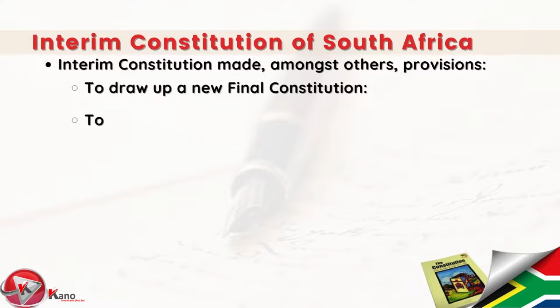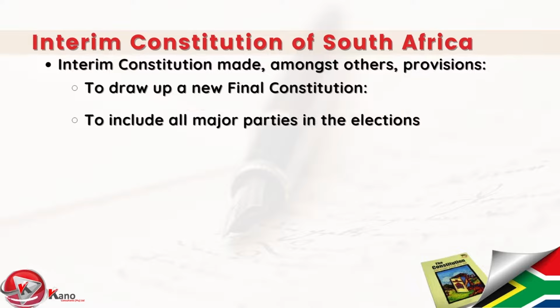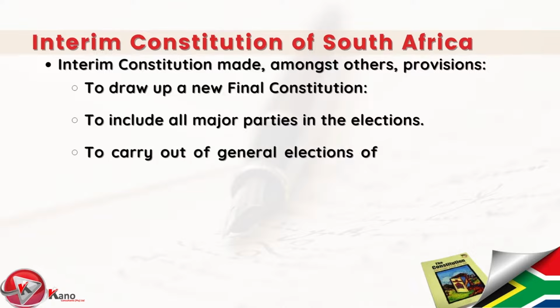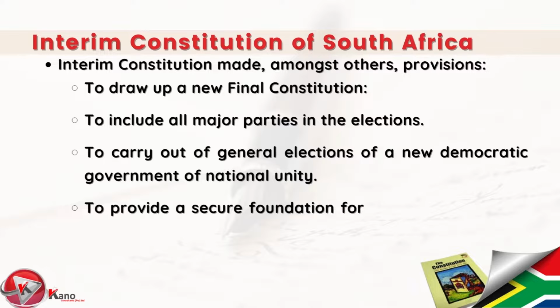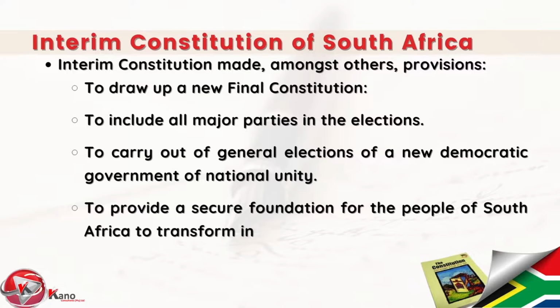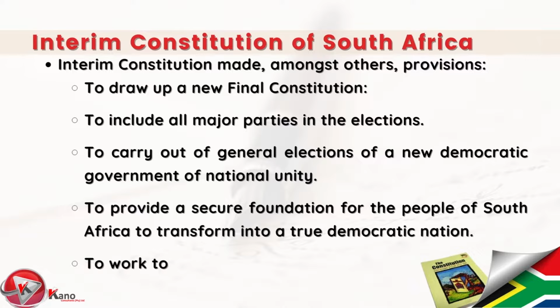Furthermore, the interim constitution made, amongst others, the following provisions: to draw up a new and final constitution, to also include all major parties in the elections. The interim constitution also provided for the carrying out of general elections of a new democratic government of national unity, as well as to provide a secure foundation for the people of South Africa in order to transform into a true democratic nation. The interim constitution also provided for working towards peace and reconciliation.